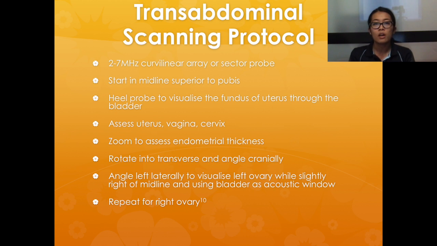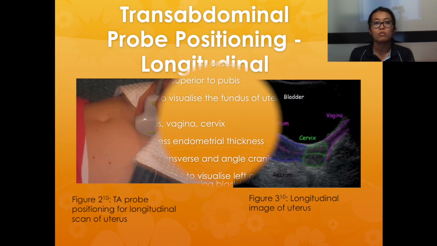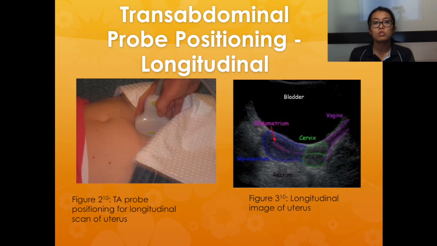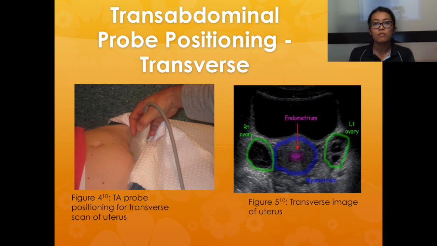The uterus, vagina, and cervix are assessed before using zoom to assess the endometrial thickness. The probe is then rotated into transverse and angled cranially and left laterally, whilst to the right of the midline to visualize the left ovary. This is repeated on the contralateral side for the right ovary. Figure 2 and 3 demonstrate the probe positioning and resultant image for a transabdominal longitudinal scan. Figure 4 and 5 demonstrate the probe positioning and resultant image for a transabdominal transverse scan.